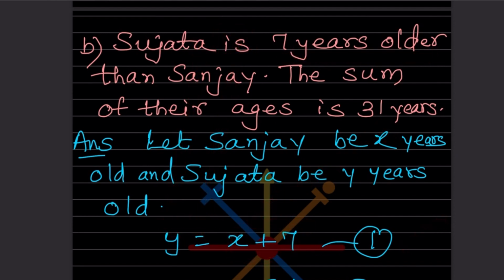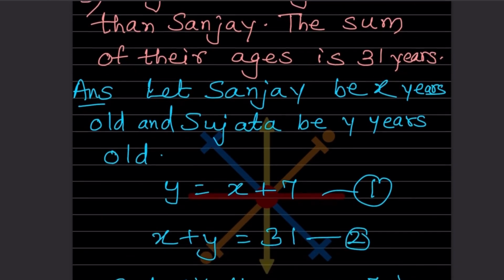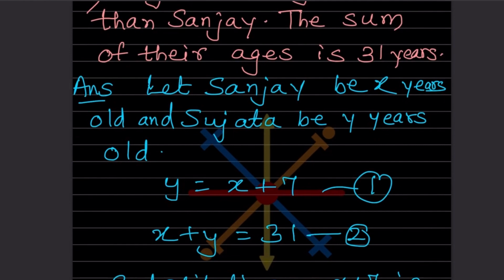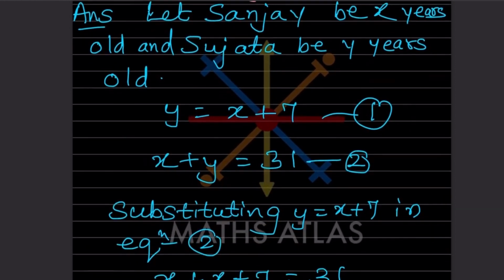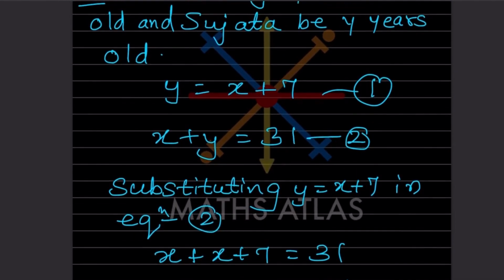And the second sentence is that the sum of the ages is 31. Sum means addition. So this x and y, we have to add it, x plus y, that is 31. So this will be my equation number 2. Okay, so now what are we going to do? We want the ages of both of them, right? So what are we going to do? We are going to form an equation based on these two equations.